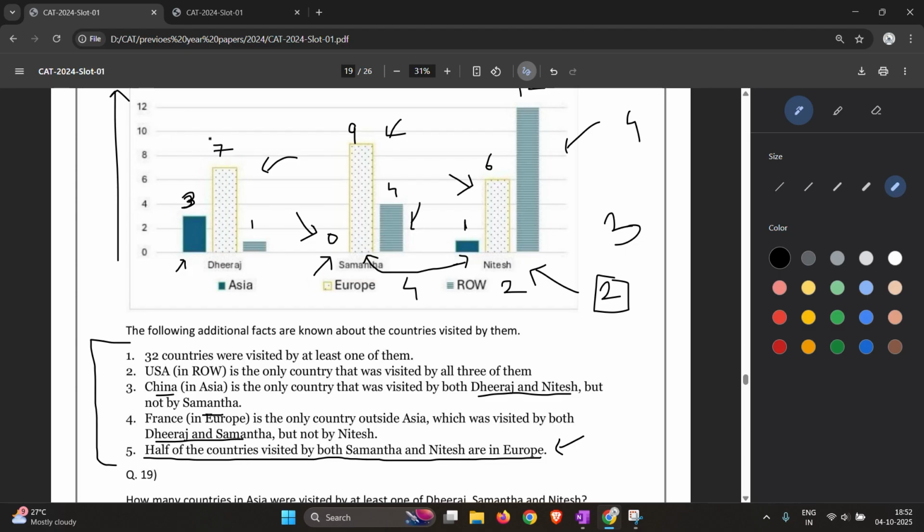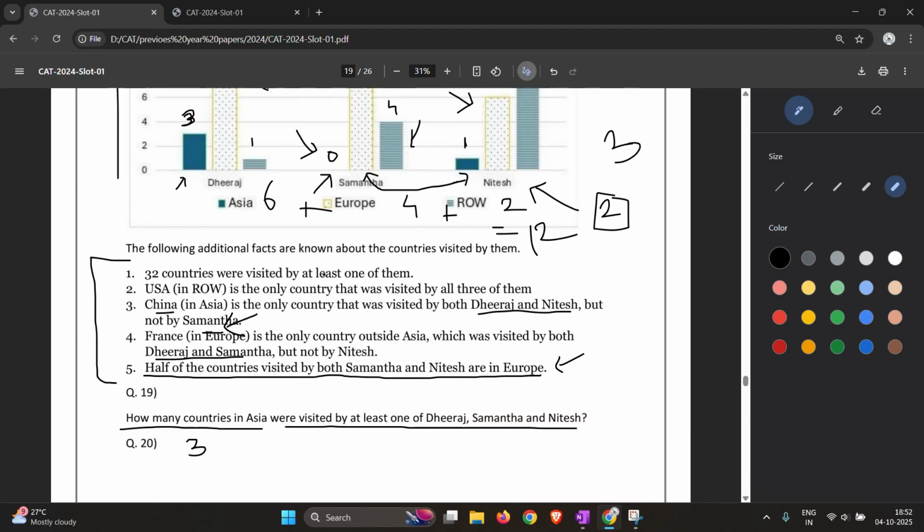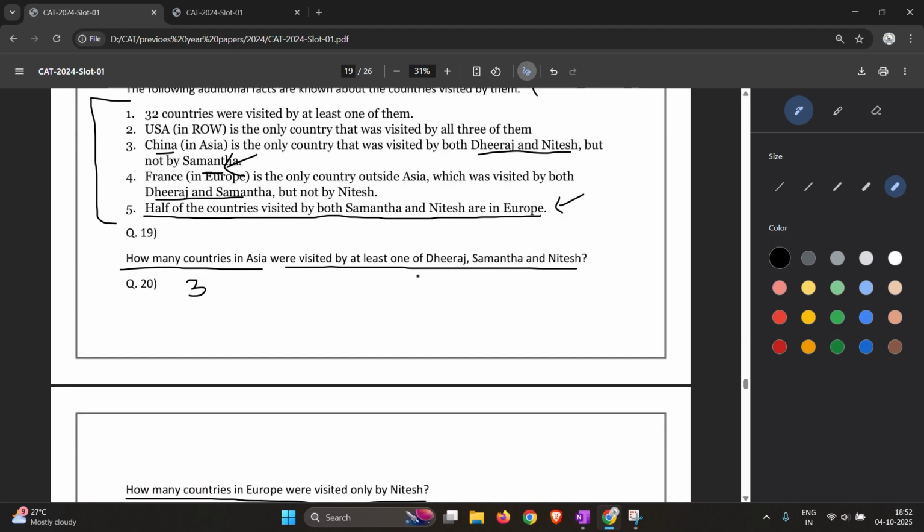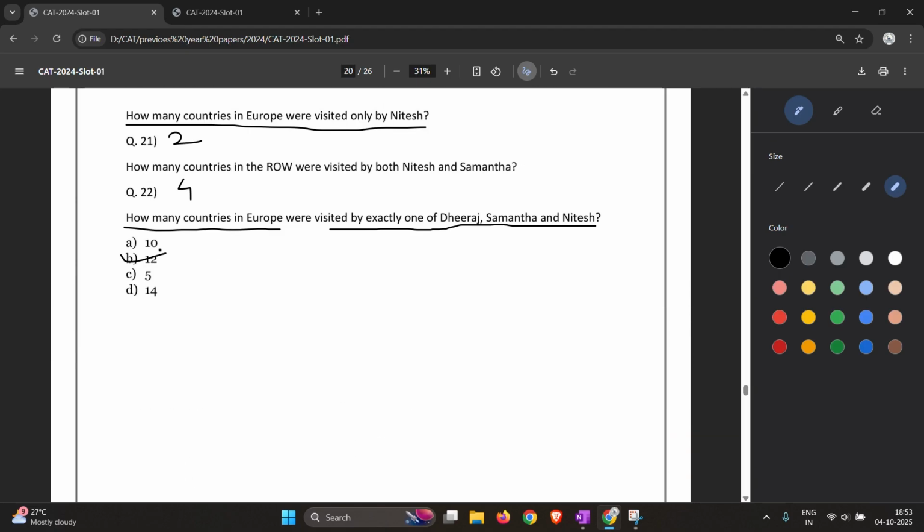And Dheeraj, he visited seven total countries in Europe, but over here we know that France was common with Samantha, and Nitish and he do not have any common, because we already know in this that Nitish has two unique countries. So that's why he visited six unique European countries. So in total there were six plus four plus two, 12 unique European countries that were visited by either Dheeraj, Samantha, or Nitish. So B is the correct answer, 12.